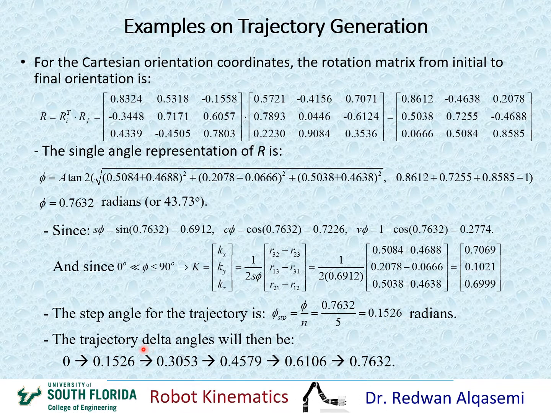Now I can go ahead and find the trajectory delta angles for this rotation. I'm going to start here with 0. That's 0 between the initial and final transformation. And then this is 1 step angle, 2 step angles, 3 step angles, 4 step angles, and 5 step angles, which will take me to the full angle that I have here for phi. Okay, so that gives me the trajectory delta angles that I will need for the next step.